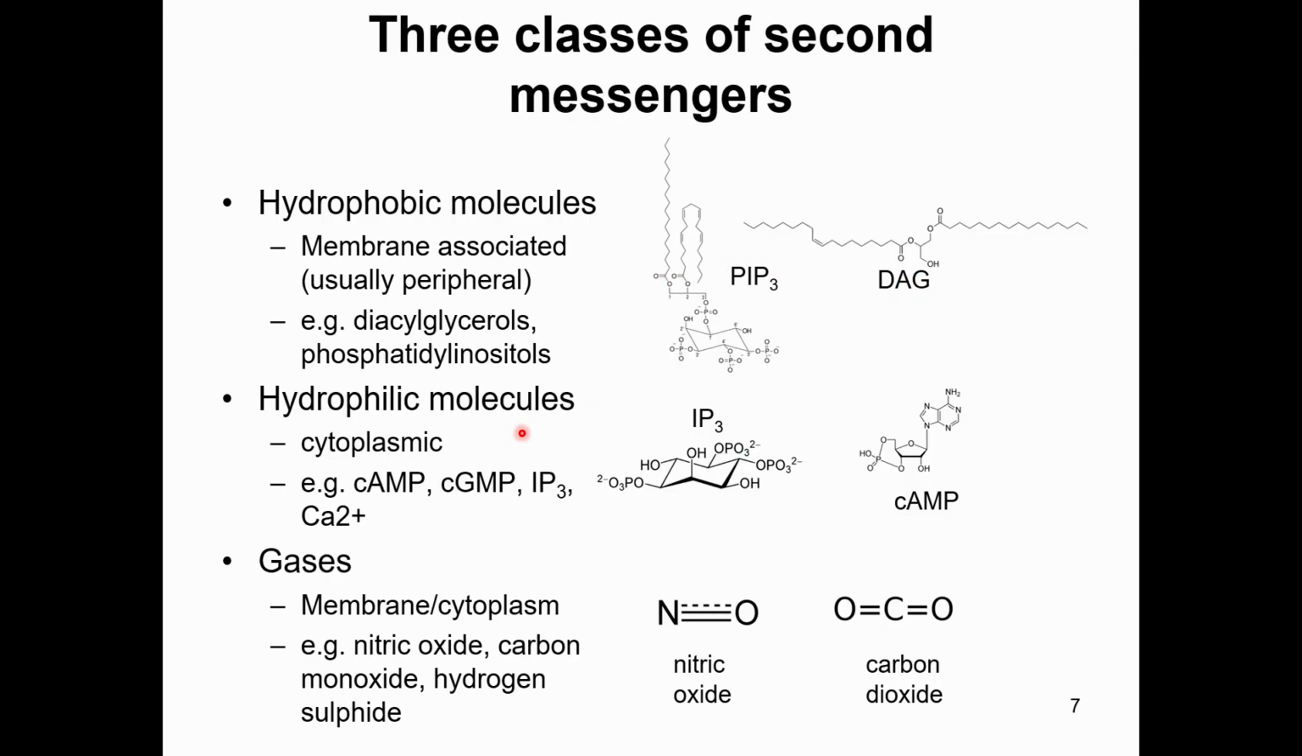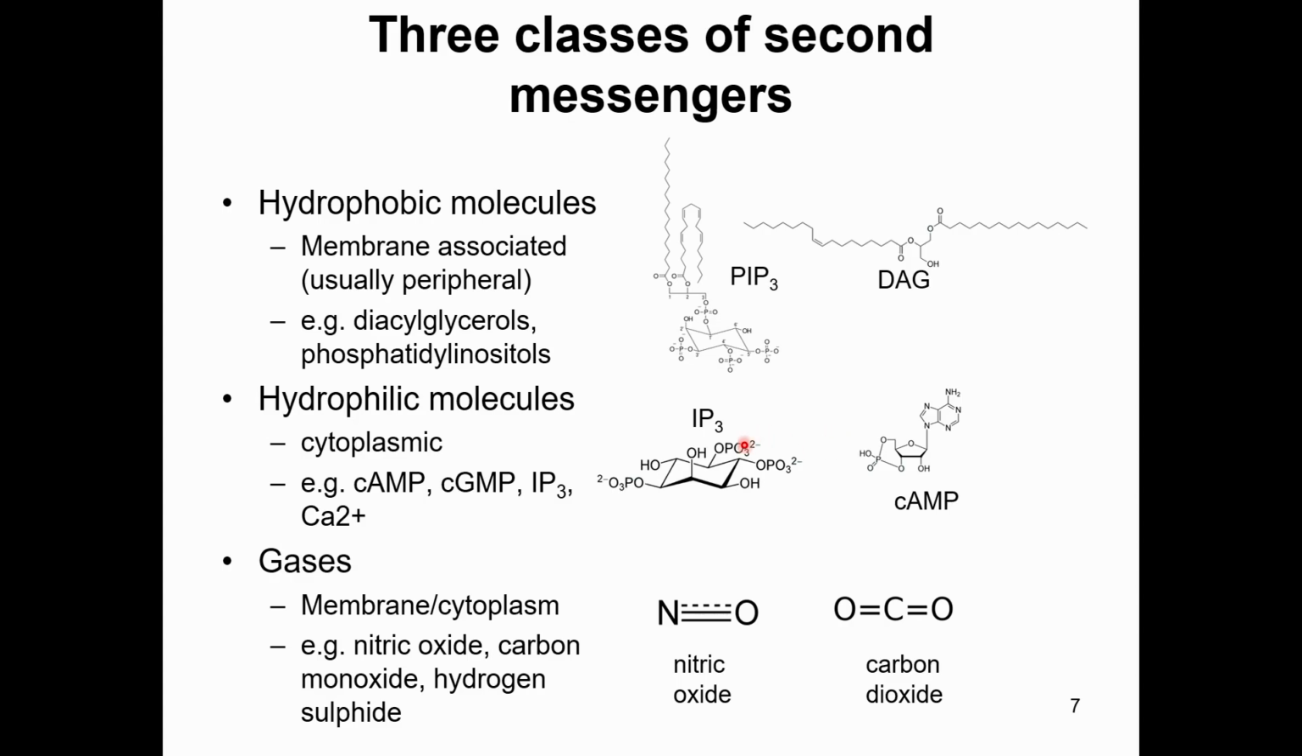Secondly, we have hydrophilic molecules, and this one here is kind of famous, cyclic AMP. It's adenosine monophosphate, so this is adenine ribose sugar, but you'll notice that the phosphate has an unusual linkage. It's cyclic. It's connected to the 5' carbon and the 3' carbon. And so this is indeed a second messenger, and it's cytoplasmic, and it can actually diffuse around in the cytosol, the cytoplasm of the cell.